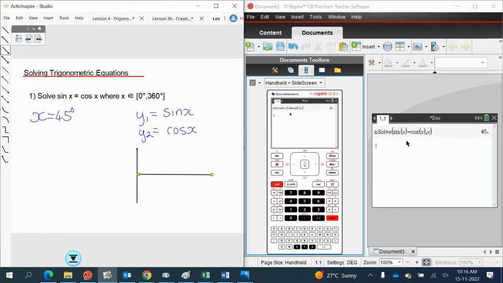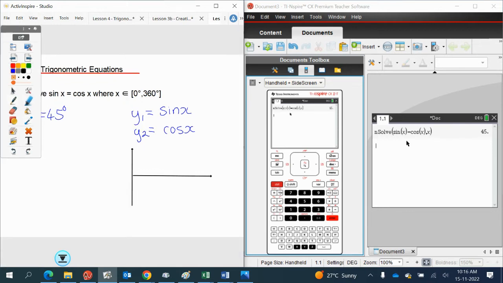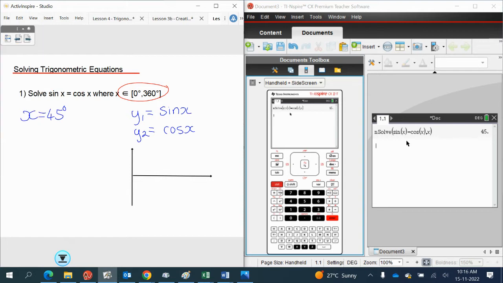So for our graph, we're going to draw each one. We're going to have to think about the window settings. If we look in the question, we're told that the domain is 0 to 360. We can also see the amplitude of these two functions. The amplitude of these two functions is 1. So it's going to go up to 1 at this point. It's going to go to minus 1 at this point. It's going to go from 0 to 360 degrees. And this is the window settings we need to use.